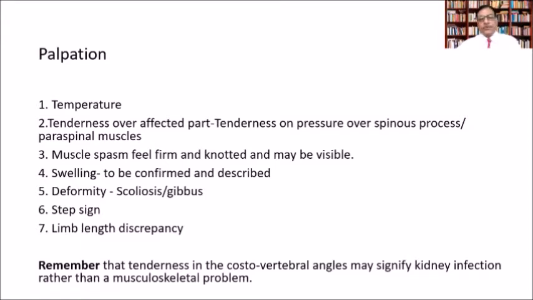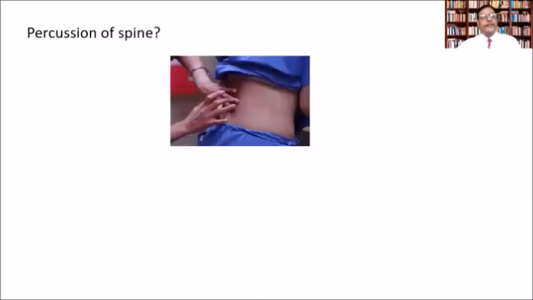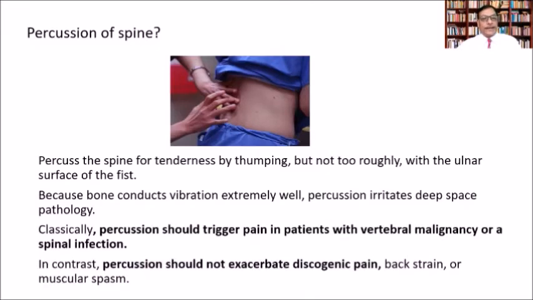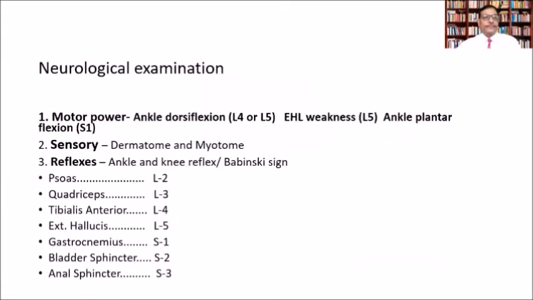Remember that tenderness in the costovertebral angle signifies a renal infection. It is not a spine problem. Percussion is almost not done in orthopedics, but here it can be done. Percuss the spine for tenderness by thumping, not too roughly, with the ulnar surface of the fist. Classically, percussion should trigger pain in patients with vertebral malignancy or spinal infection. In contrast, percussion should not exacerbate discogenic pain.